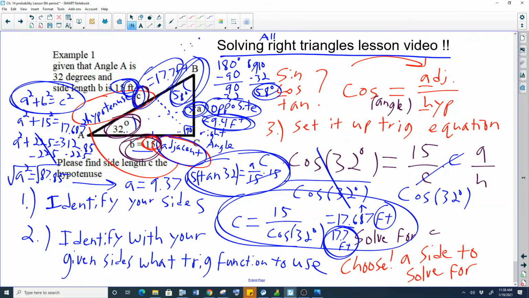Sorry this is so messy. It'll be a lot better in class. I just wanted to make this quick video for you, how to find all the sides and all the angles.